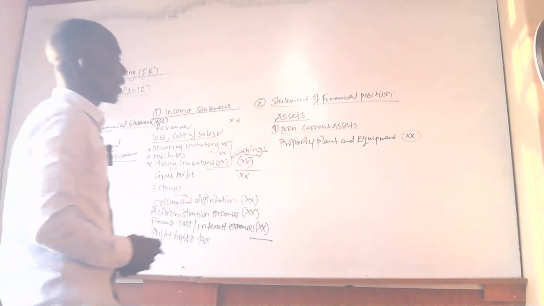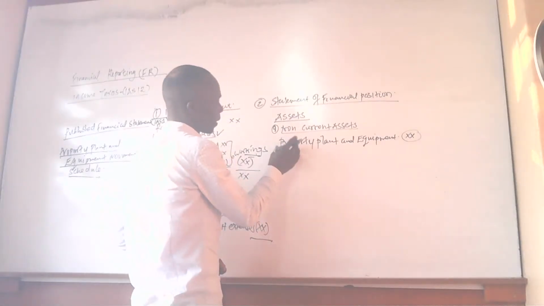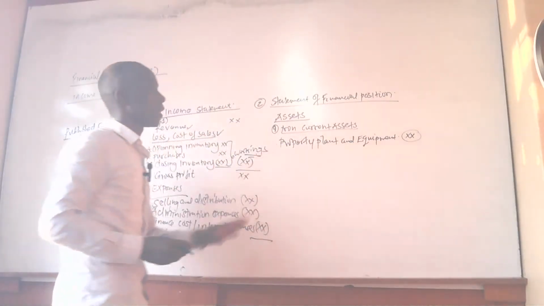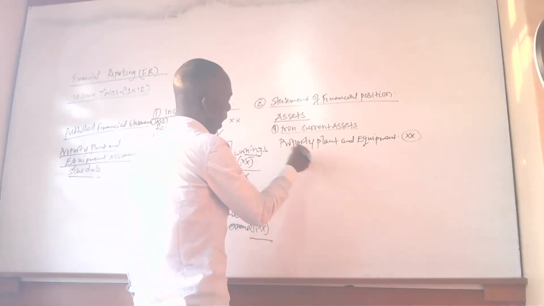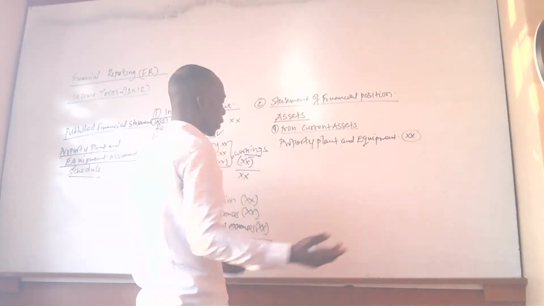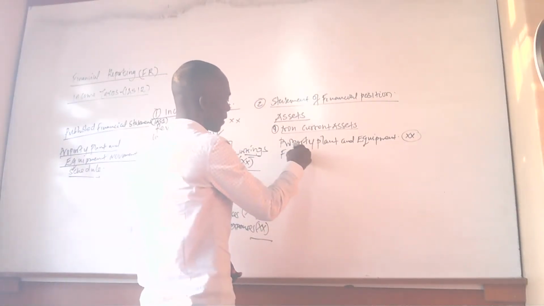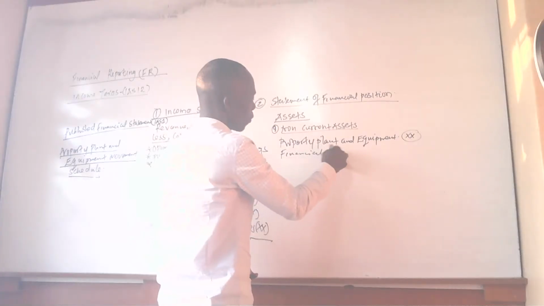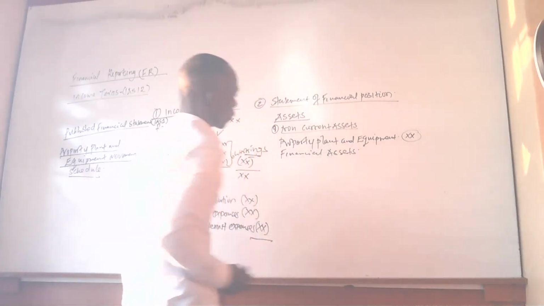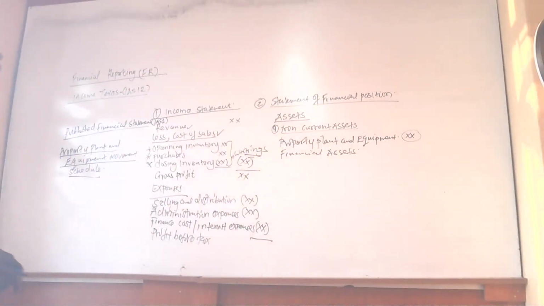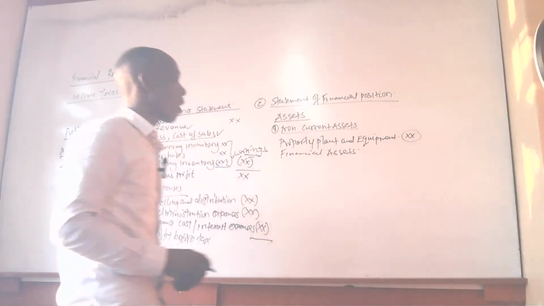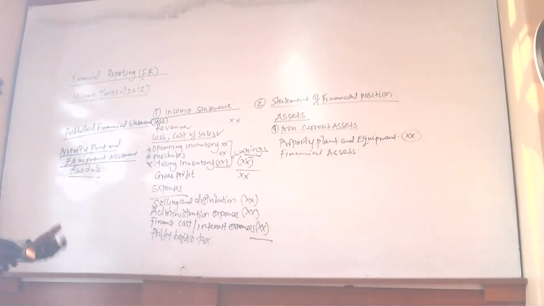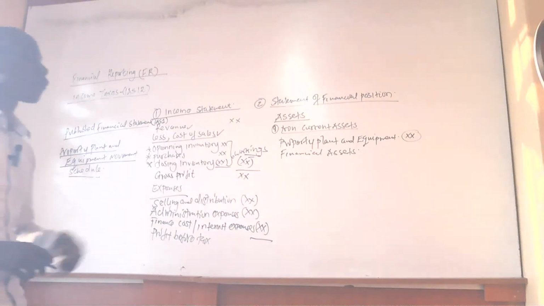So therefore, the next item that you are going to present under the non-current assets is what we call, we can talk about the financial assets. We have the financial assets. And these financial assets, we can talk about, for example, financial assets which are available for sale.